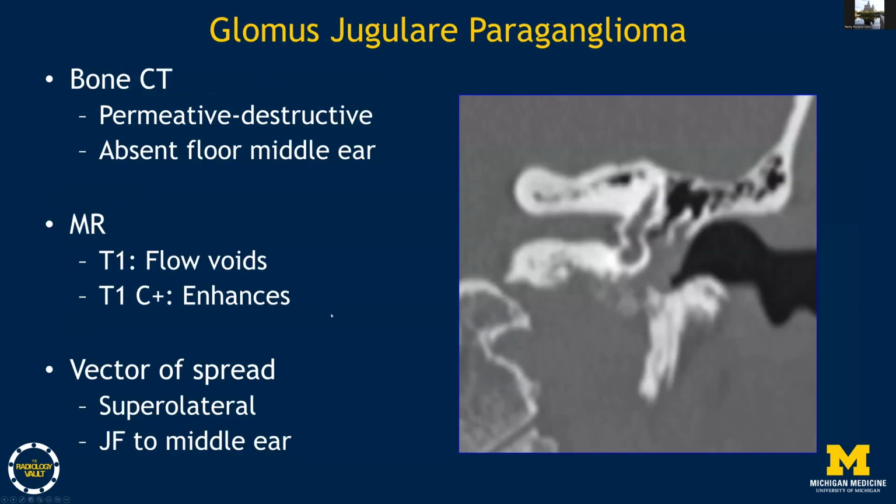So we'll start with the glomus jugulare paraganglioma. As we mentioned previously, it is a permeative, destructive lesion. It is chewing through this middle ear floor. It's going to enhance on post-con MR. We're not surprised by this. On T1 and T2, you can see flow voids. It has a superior and lateral vector of spread. This lesion is working its way from the jugular foramen into the middle ear space.